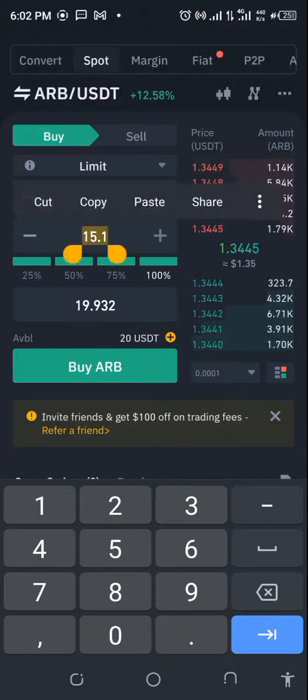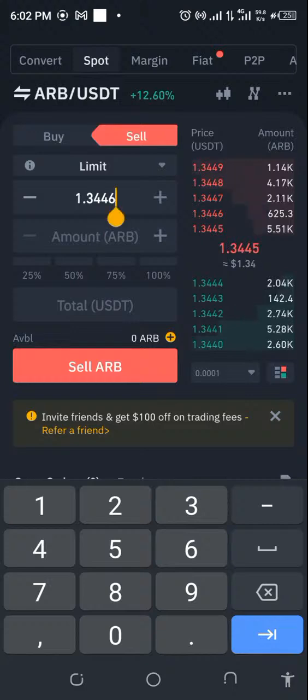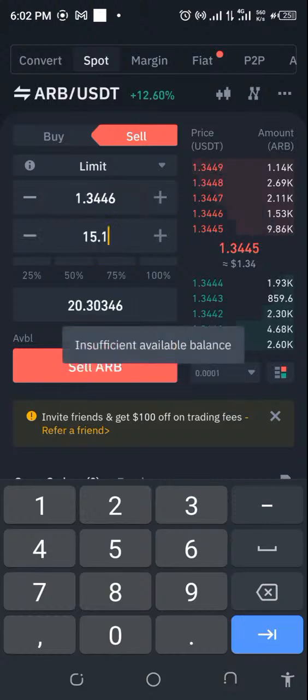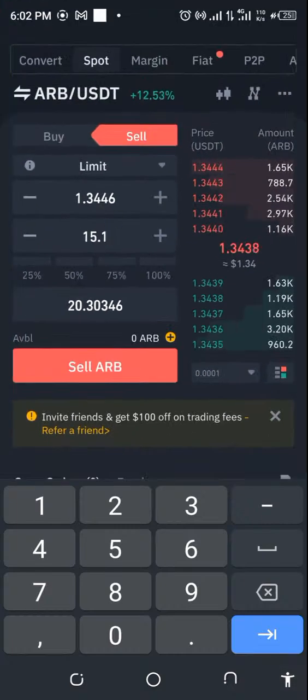And then we will go ahead and click on our sell and put a sell limit. Let me even see, using this current price, what it will be. Okay, let's assume that we use this current price. We're going to get 20.30. That's 1.5%.